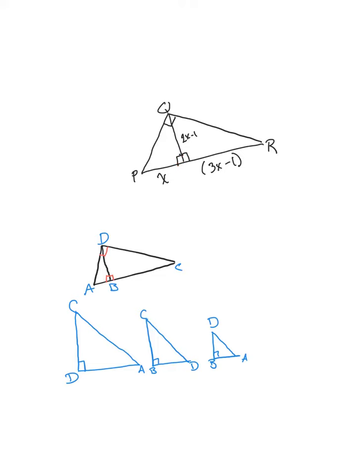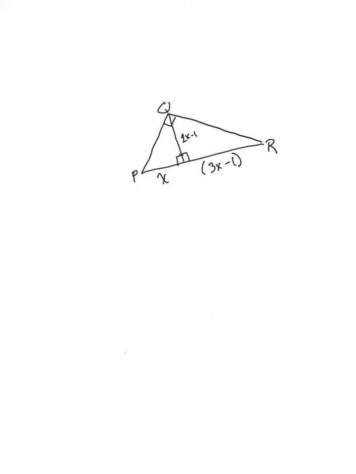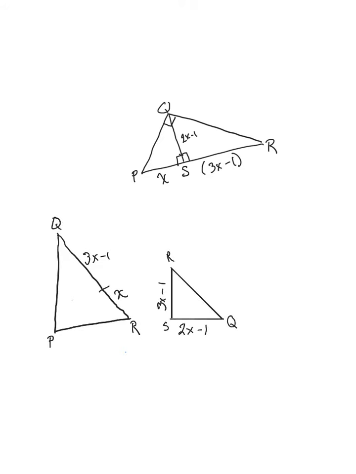So the first thing I'm going to do is get rid of this example down here. To solve this, I'm going to start off by just drawing all 3 triangles so that we can see them. So I have triangle QPR with the hypotenuse of 3x minus 1 and x. And then I have SRQ, with SQ having the length of 2x minus 1 and SR having the side length of 3x minus 1. And then I'll have my final QSP with a side length of 2x minus 1 and then SP having a side length of x.